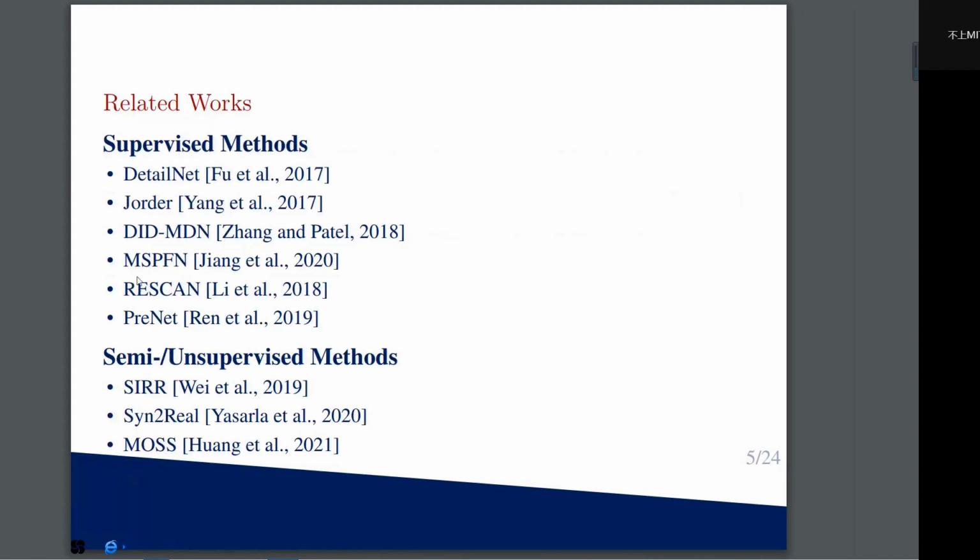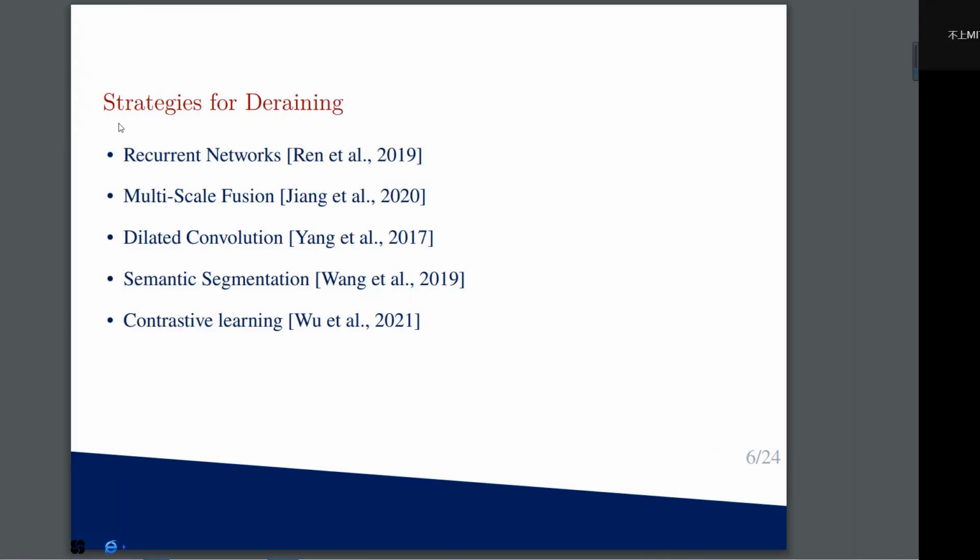These are the supervised and semi or unsupervised methods mentioned in the previous slides, for example. And these are the strategies for deraining recommended by recent state-of-the-art papers, including the recurrent network, which maintains an affordable model size, multi-scale fusion, and dilation strategy to capture dense and heavy rain streaks. The semantic segmentation and contrastive learning, on the other hand, help us learn the rich semantic details in the background layer.